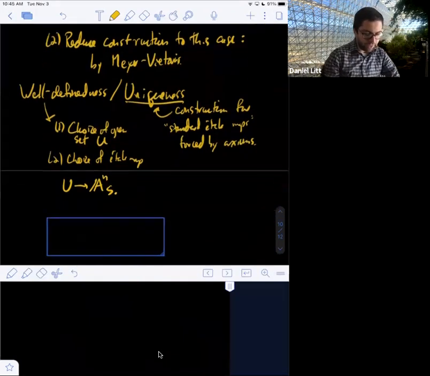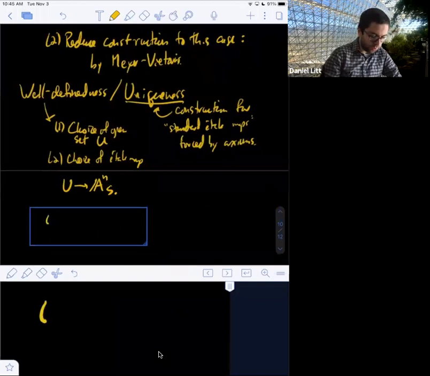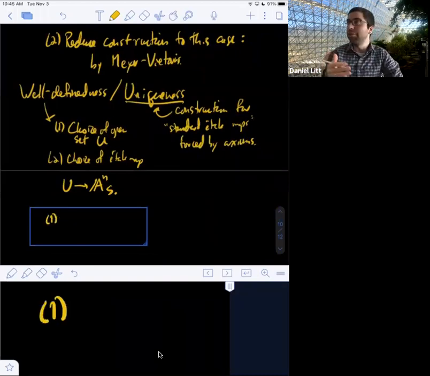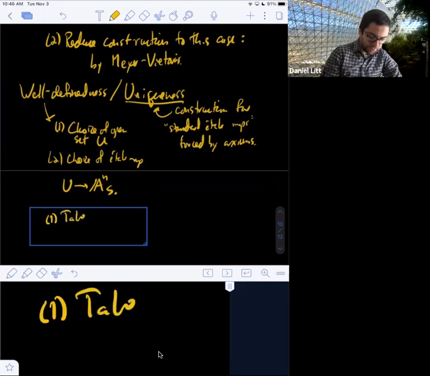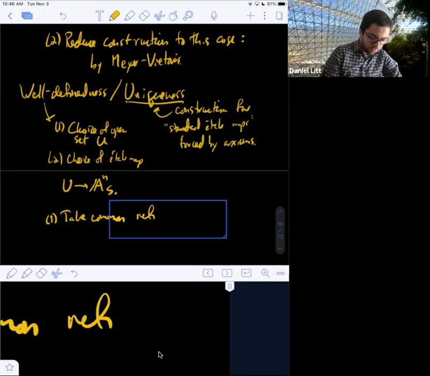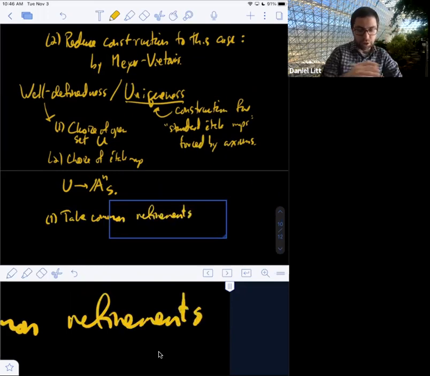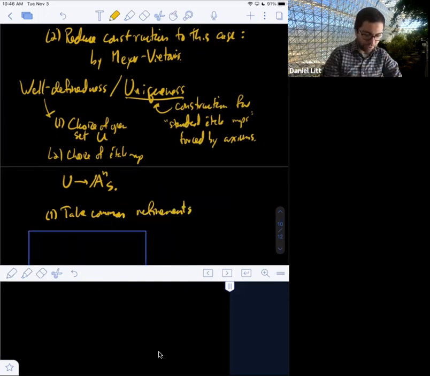So the choice of open set is not so bad. So I'll just say a word about what you do. I mean, actually writing this out again is very involved, as with all of these things. So for the choice of open set U, given two, you can choose a cover. So you take common refinements. And then argue that some natural diagram commutes.